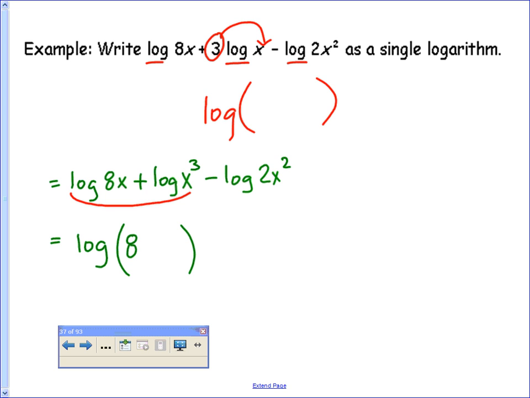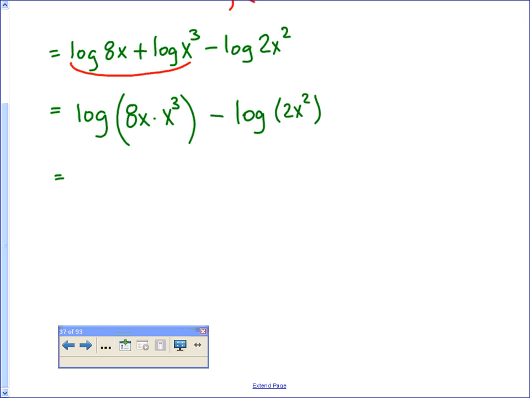and we're multiplying those two. So I'm going to write 8x times x cubed, and that's using the product law. And then I'm going to keep this log here, 2x squared. And now let's just use a step to simplify. That's going to be the log of 8x to the fourth minus log 2x squared.